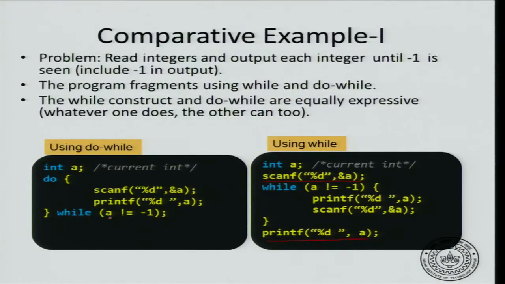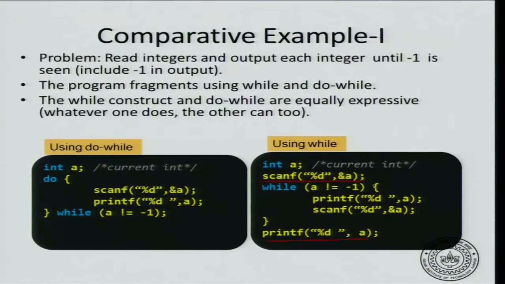Then test whether the number was -1. If it is -1, you are done and you exit out of the program. If it is not -1, you go back and scan the next number and print it. So this is a program that we have seen where you could do the same thing with the while loop. The only difference is that the do while program is shorter.